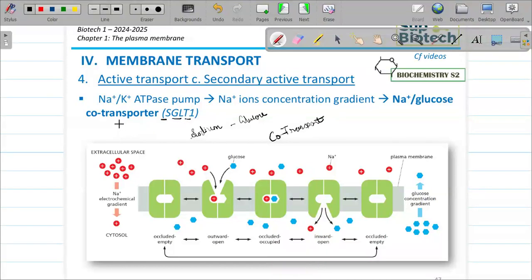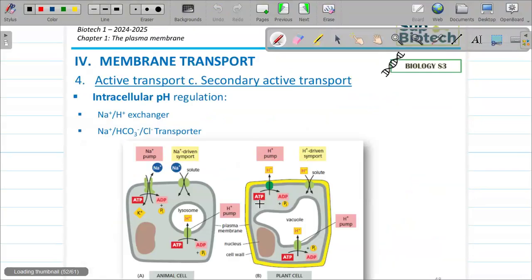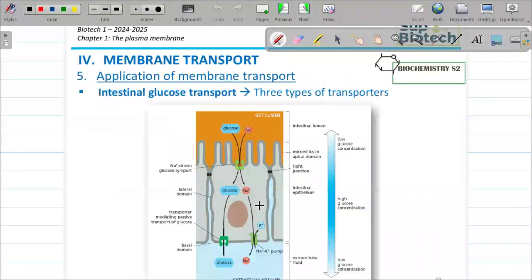The same way we saw in GLUT, for glucose we have a specific protein, they modify and undergo conformational changes and push the molecule inside. The same meaning I discussed previously, in and out is determined by the conformational change of the proteins. So for active transport and secondary transport, even for H plus, to control pH we also have Na and H, or Na and carbonate and chloride transporters. So nothing more to discuss about that.